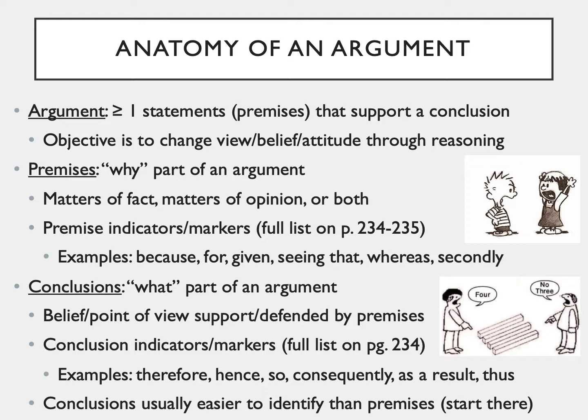In contrast, conclusions are the what part of an argument. Conclusions are essentially a belief or a point of view that is supported or defended by premises. Conclusion indicators or conclusion markers are similar to premise indicators or markers, except in this case, these terms indicate that a conclusion is likely to follow. The full list of conclusion indicators can be found in your textbook on page 234. Some examples include therefore, hence, so, consequently, as a result, and thus.